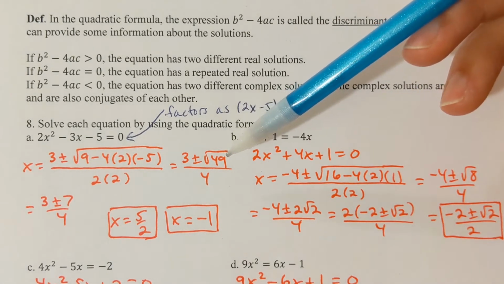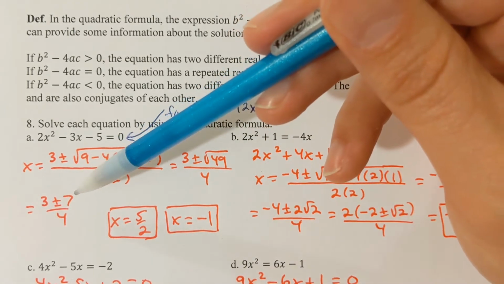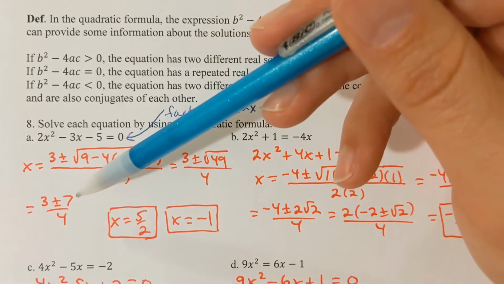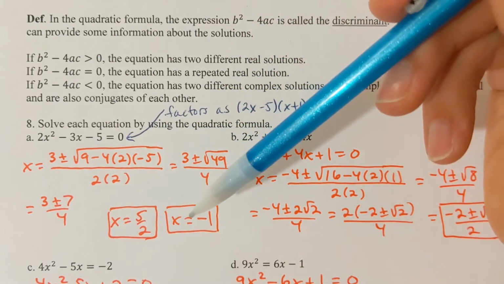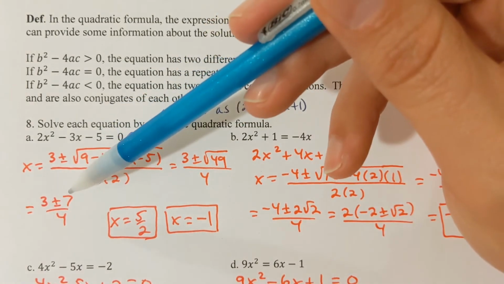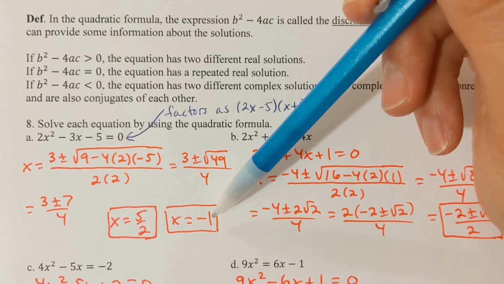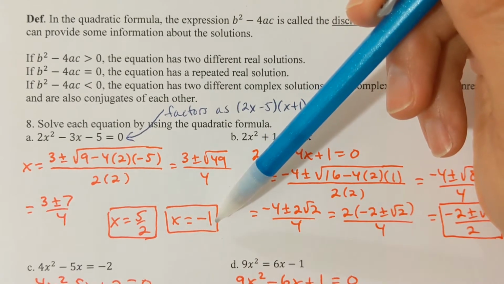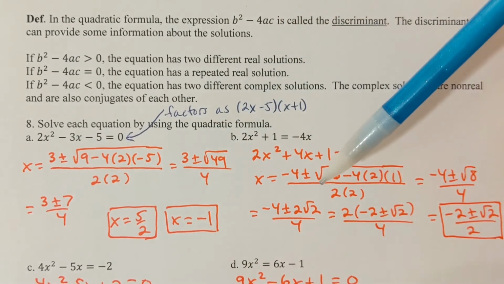Also, the square root of 49 is 7, right? So we have 3 plus or minus 7 all over 4. Okay, 3 plus 7 is 10. 10 divided by 4 would be 5 halves when you reduce. 3 minus 7 is negative 4. Negative 4 divided by 4 is negative 1. So the solutions here, notice that these are two different real numbers, okay?